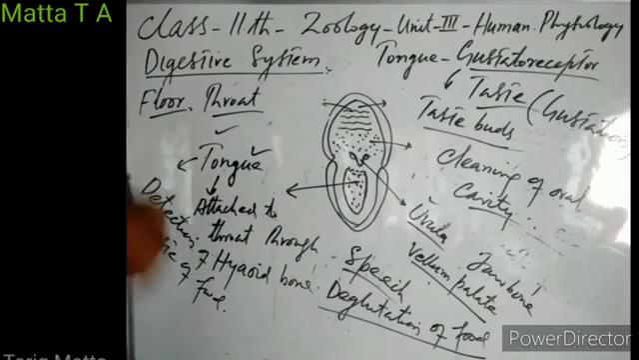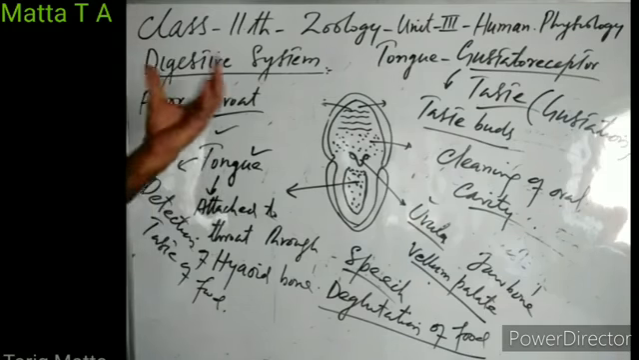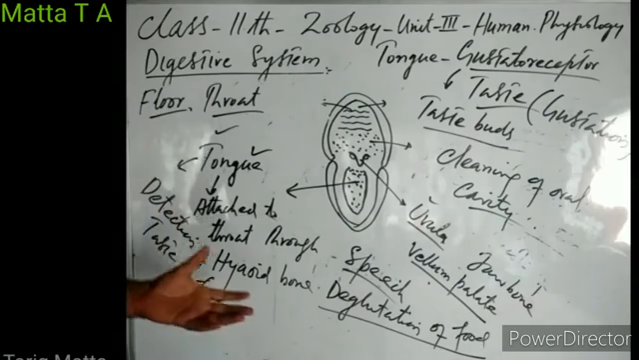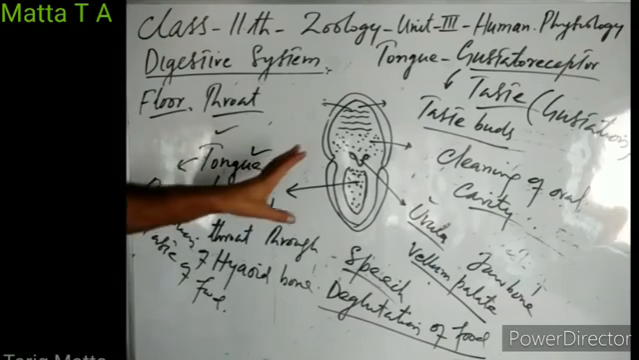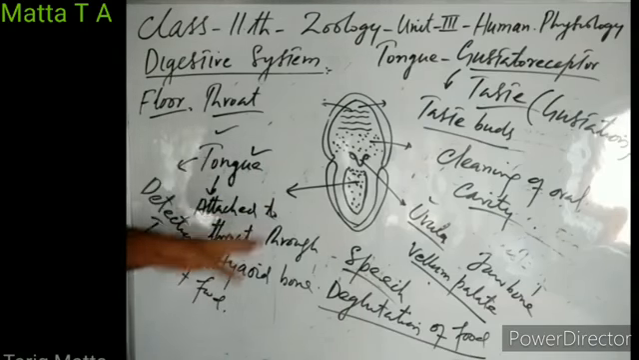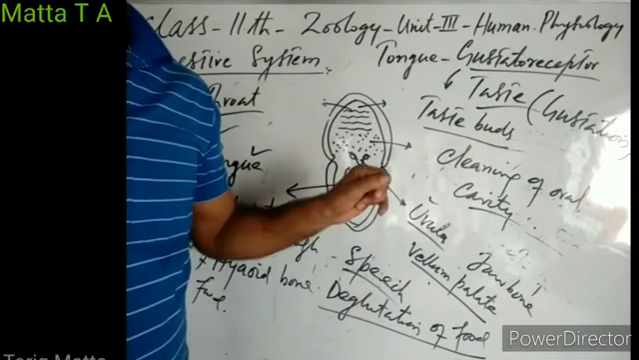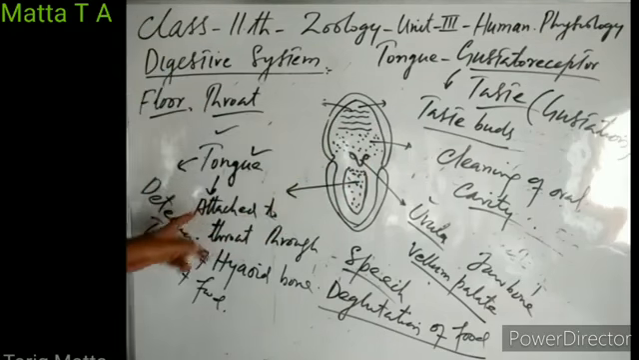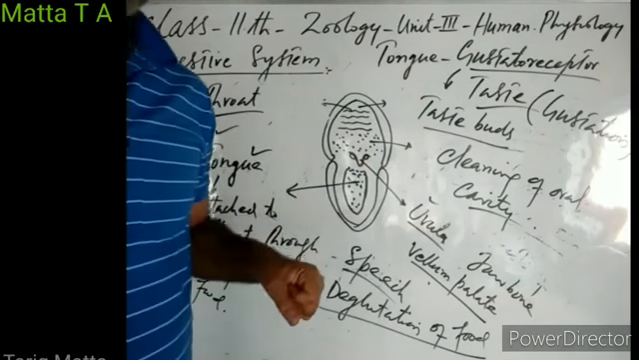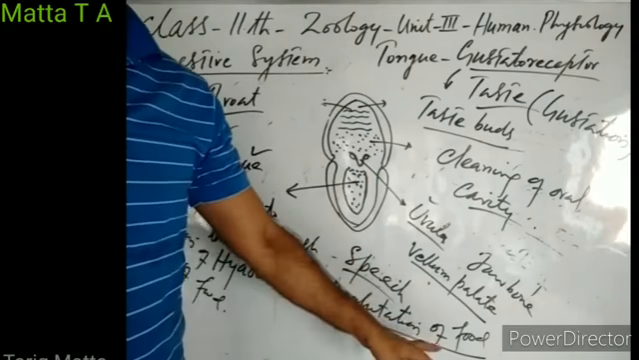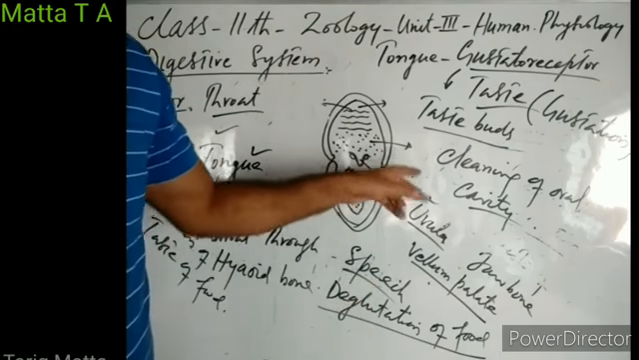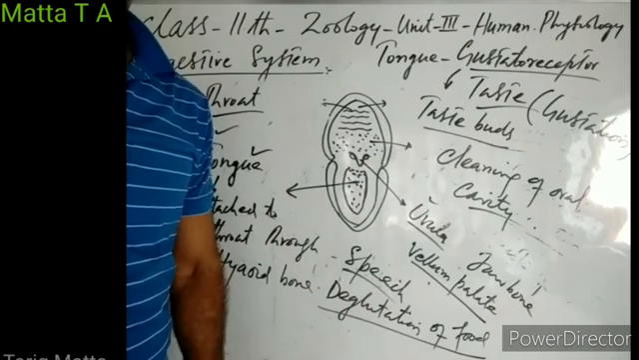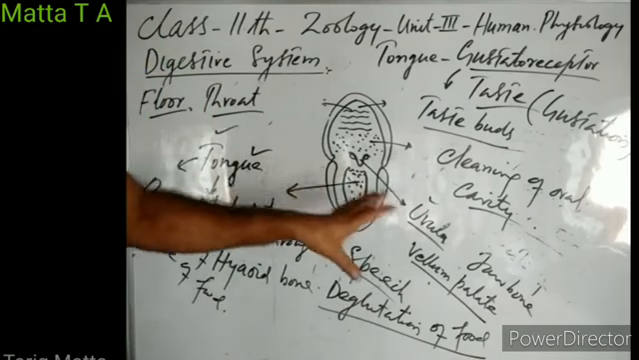So this tongue is present at the floor of the oral cavity. It is attached to the throat through the hyoid bone, and there are hyoid muscles. What are the functions of this tongue? It acts as a gustatoreceptor and helps us in detection of taste. Number second, it is involved in mastication of food. Number third, it is involved in deglutition of food, swallowing of food. Number fourth, it helps us in speech. Number five, it helps us in cleaning of the oral cavity. So that is all about the functions of the tongue, right?